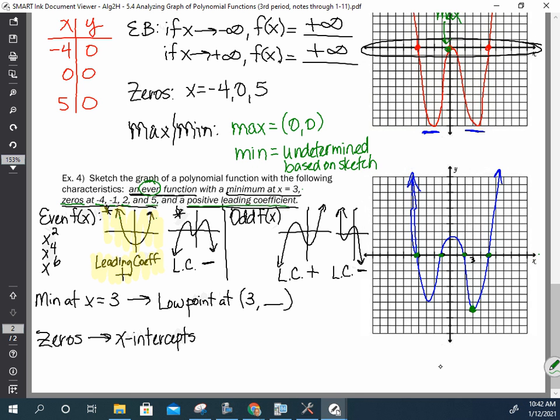Positive leading coefficient means both arrows should be pointing up. So it's an even function with a positive leading coefficient. So that's how the arrows should be pointing up. So my sketch is now correct.